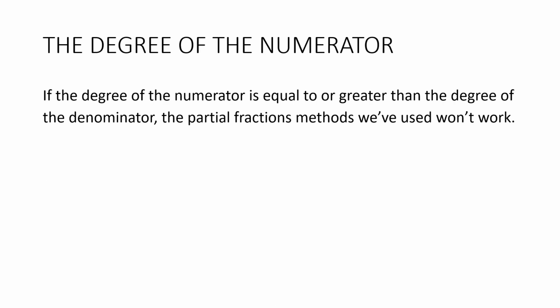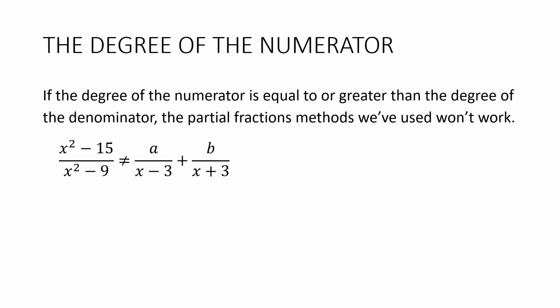Now I mentioned before the degree of the numerator. If the degree of the numerator is equal to or greater than the degree of the denominator, the partial fractions methods we've used won't work. So for example, x squared minus 15 over x squared minus 9 is never going to be equal to a over x minus 3 plus b over x plus 3, because you can't get an x squared term out of that. So what we need to do is reduce it.